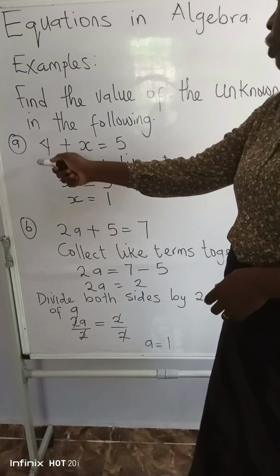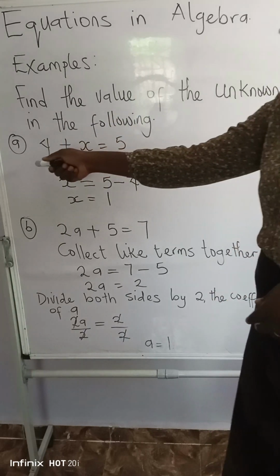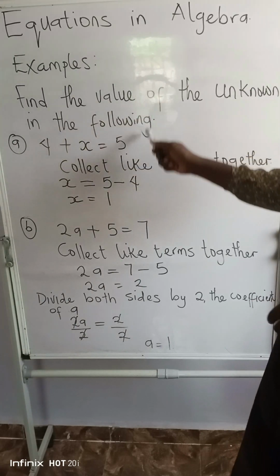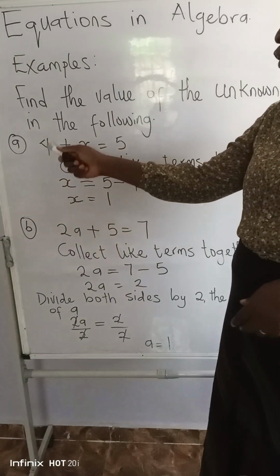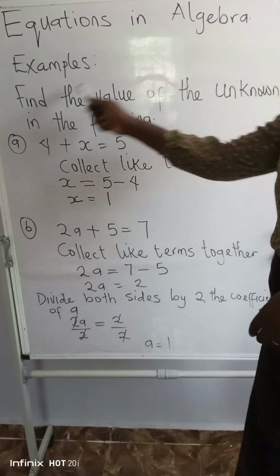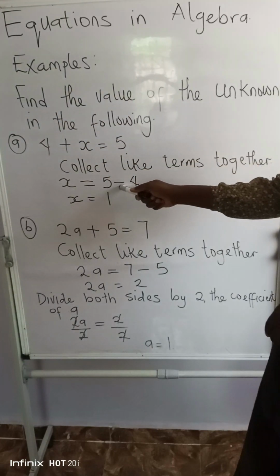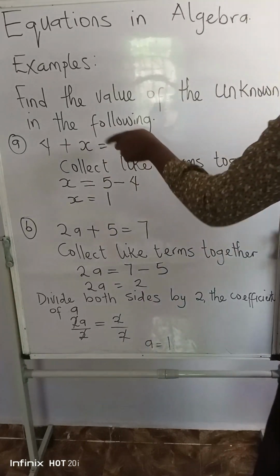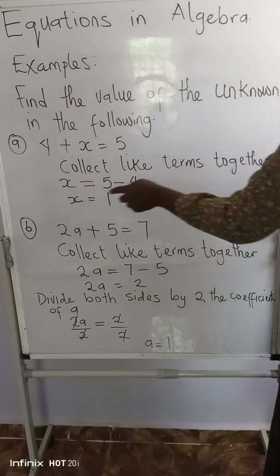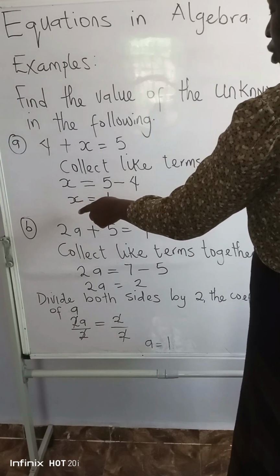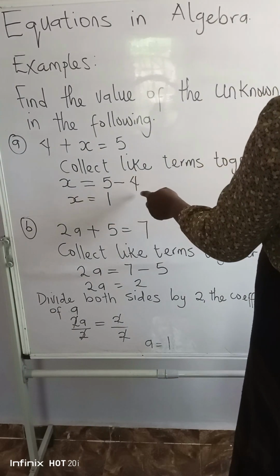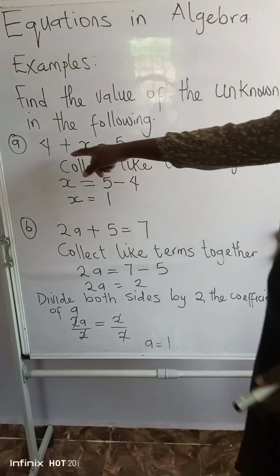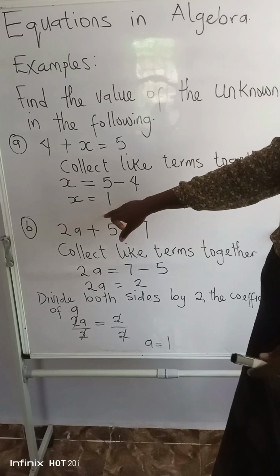All right, so when 4 is moving, a positive 4 is crossing the equality sign to the other side, the sign changes. Also, if you move 4 from this side to this other side, it becomes what? A negative 4. And that is why we have x equals 5 minus 4. And x will still stay because that's the variable we are looking for. And 5 minus 4 will give you 1. Therefore, the value of x in this equation is 1.